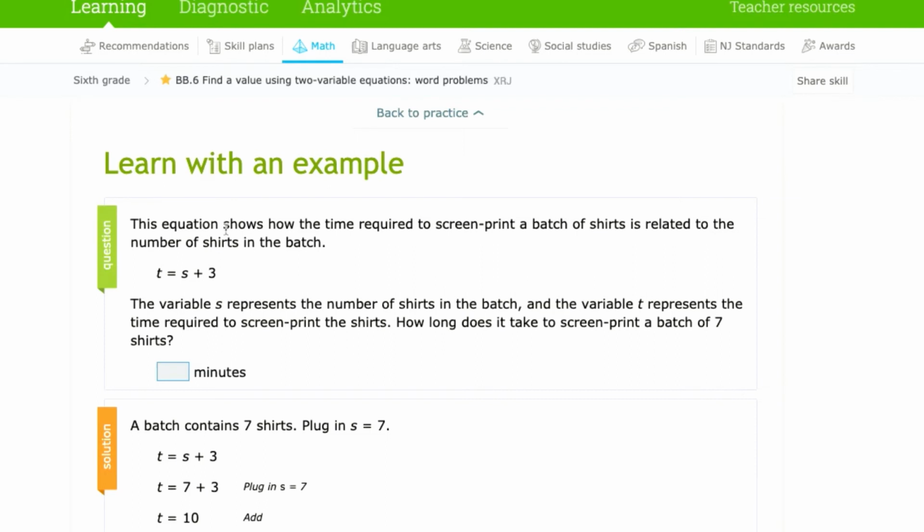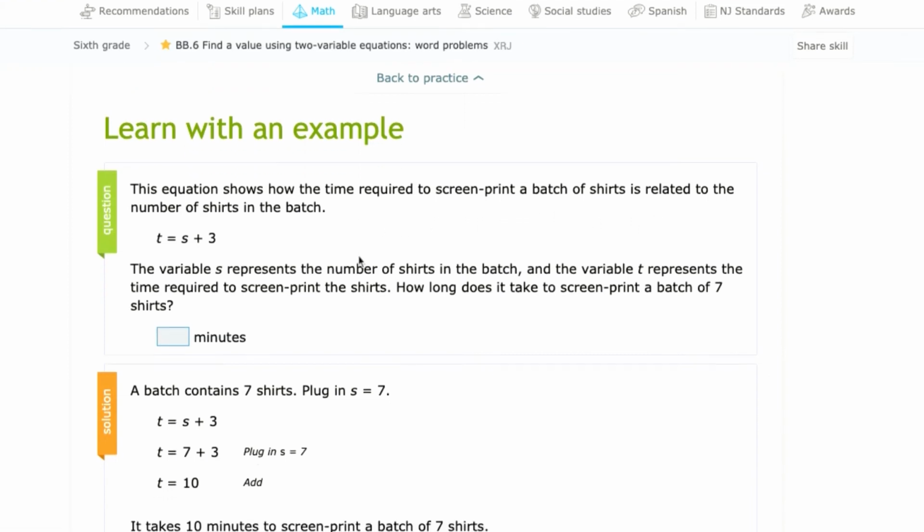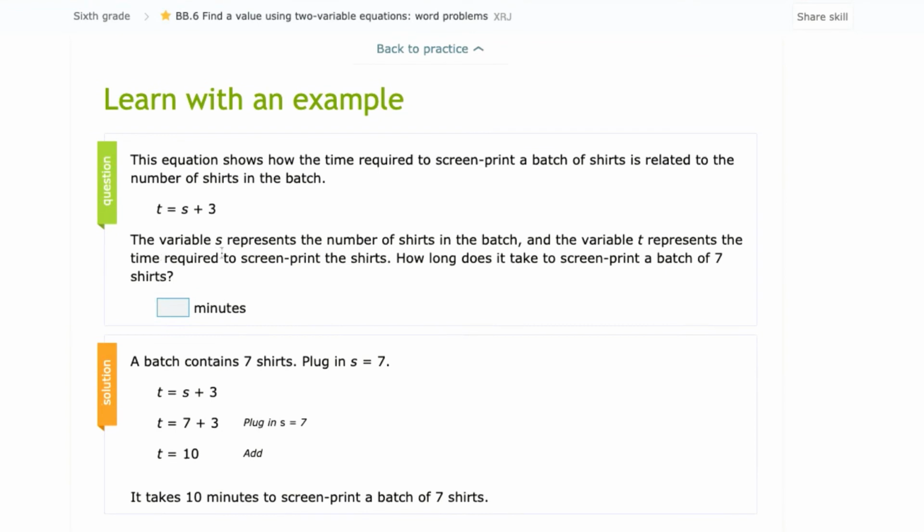In this problem, we have an equation that shows how the time required to screen print a batch of shirts is related to the number of shirts in the batch. So the variable S here represents the number of shirts in the batch, and the variable T represents the time required to screen print the shirts. So how long does it take to screen print a batch of 7 shirts?